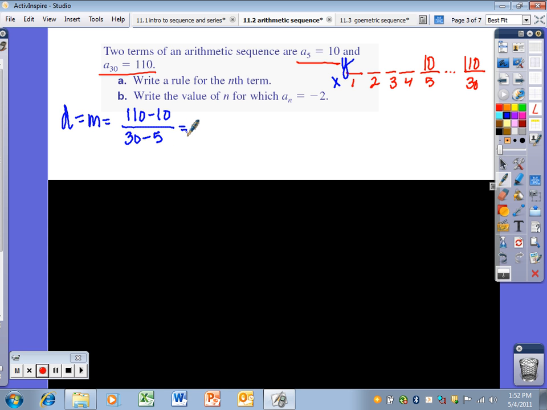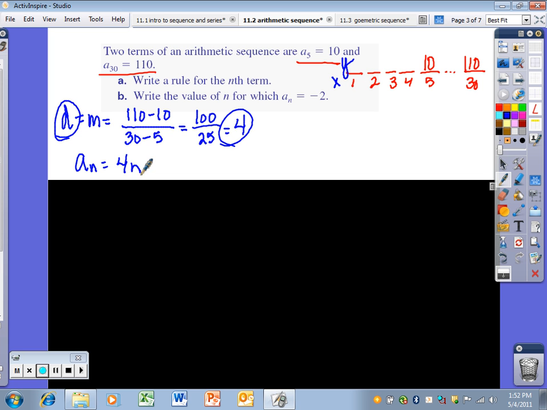110 minus 10 is 100. 30 minus 5 is 25. 100 divided by 25 is 4. My difference is 4. So automatically, I know that's going to be 4n.